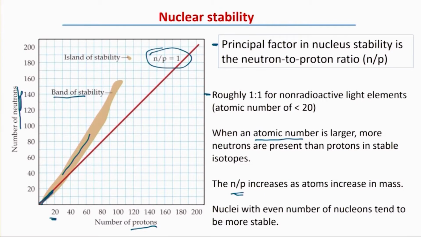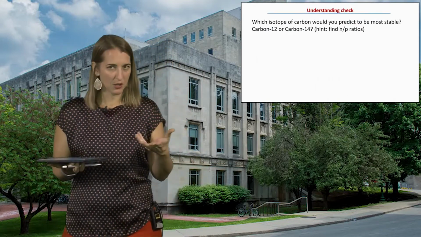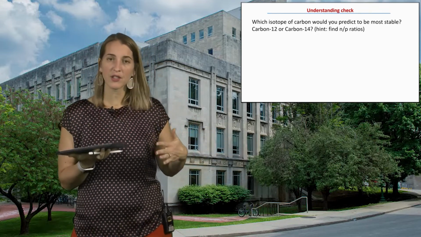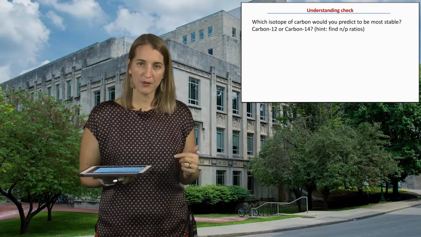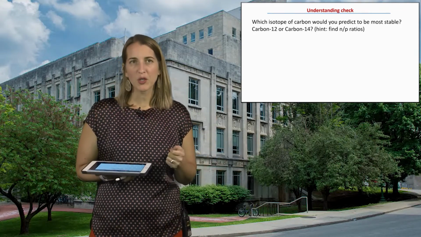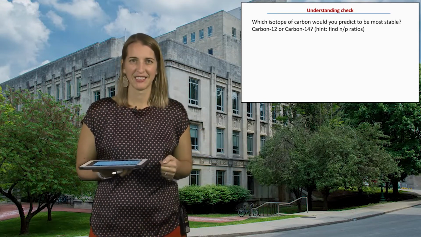Let's now look at an example. I want you to actually be able to do a calculation here to make sure you can calculate this ratio. So let's see, can you find the N to P ratio? And how you do this is you find the number of neutrons and the number of protons and divide and see if it fits on that band of stability. So I want you to do this for both carbon-12 and carbon-14. Find the N to P ratio for both of those, and then tell me which one you would predict to be the most stable. So pause, take a break, get your work done, and then come back.